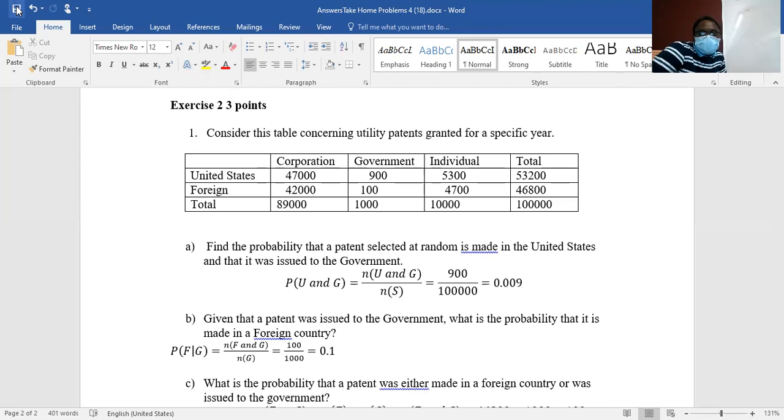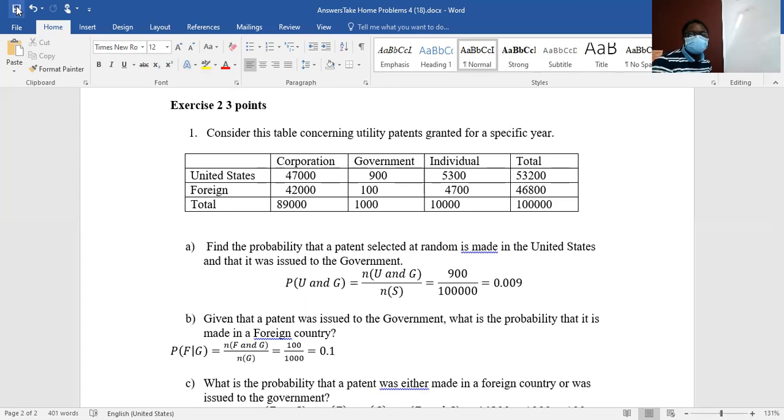Given that a patent was issued to the government, what is the probability that it is made in a foreign country? Here we have the "given that," because sometimes you mix those two types of questions. Given that it was issued to the government, what is the probability that it was made in a foreign country? So you go to the given, which is issued to the government, and you count, there are 1,000. How many of those were made in a foreign country? You find 100. So then you do 100 divided by 1,000.